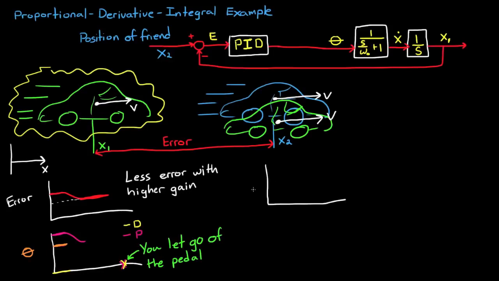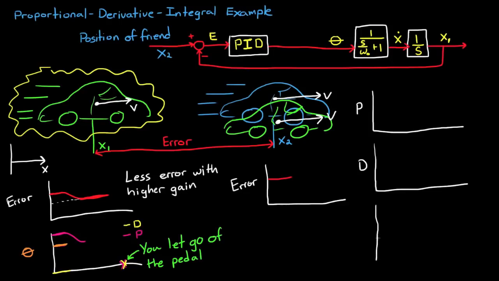Now this is where the integral path comes in handy to remove steady state errors. When you are trailing behind your friend and the error is constant, the integral path will slowly build up error, adding more and more pedal to the output. It works like this. The error starts out constant just like it was before, and just like before, you're holding the pedal exactly where it already is, and you're trailing your friend.